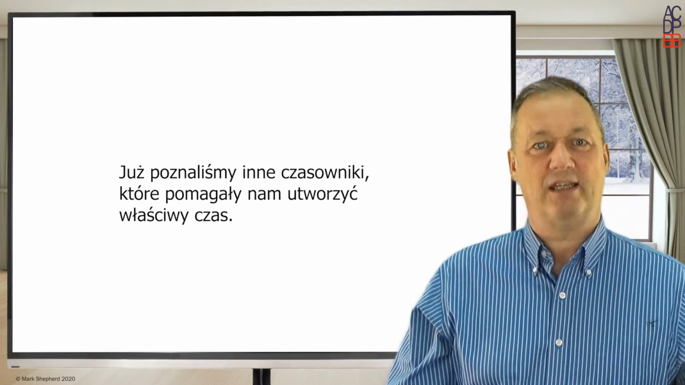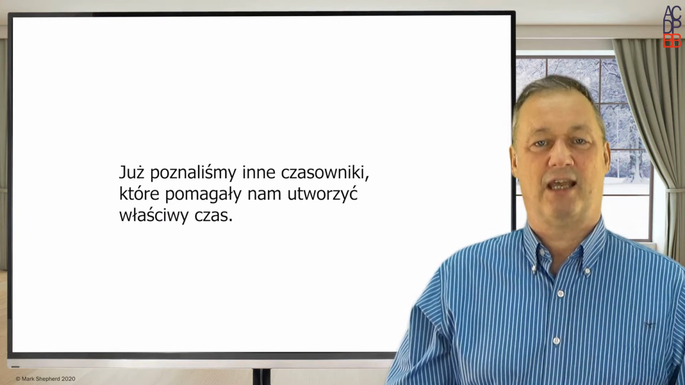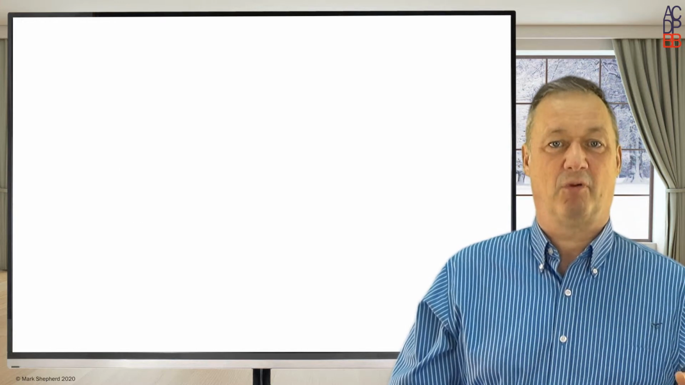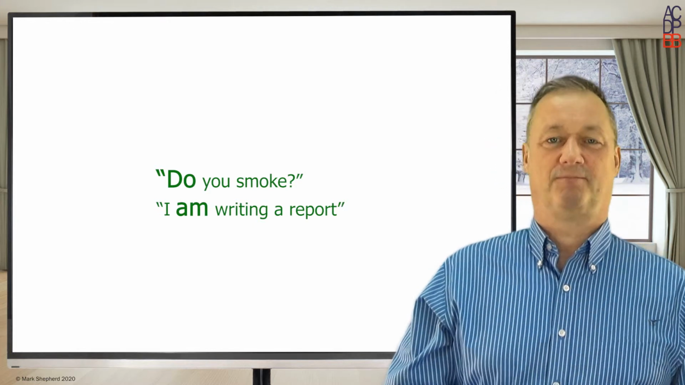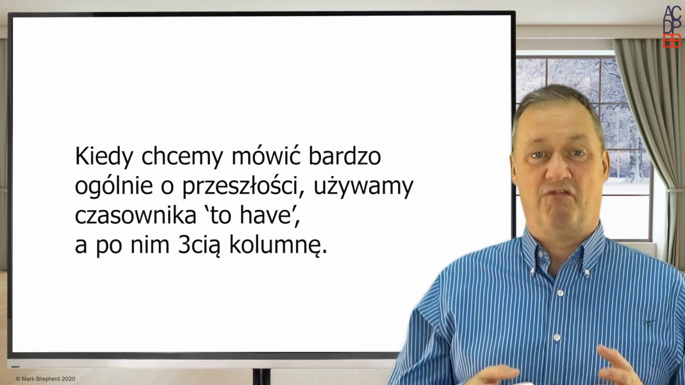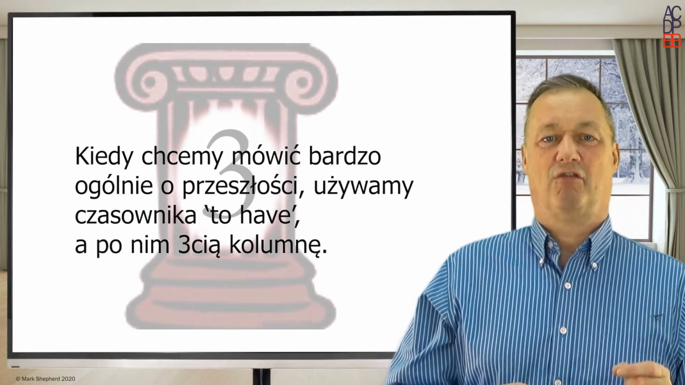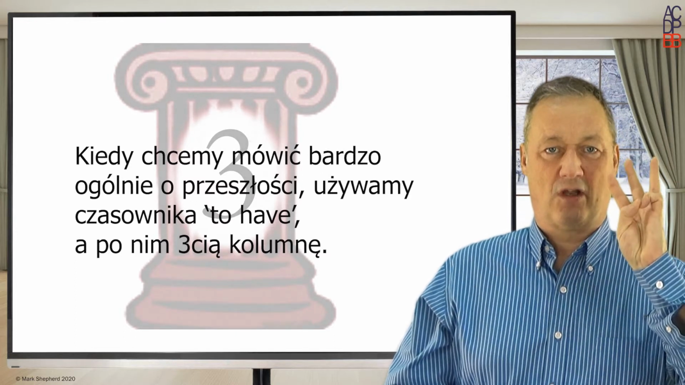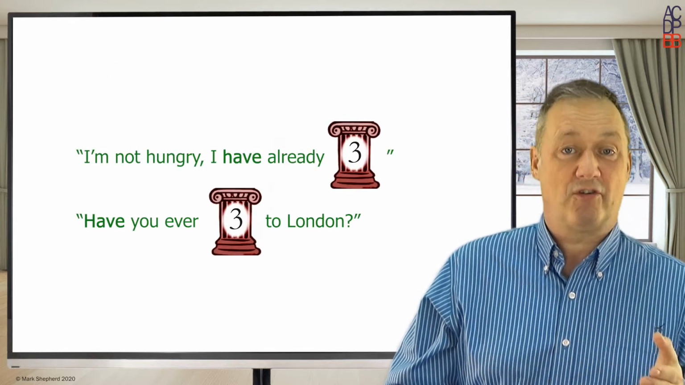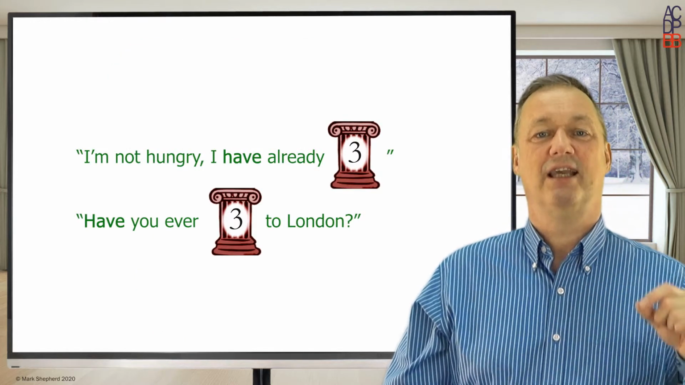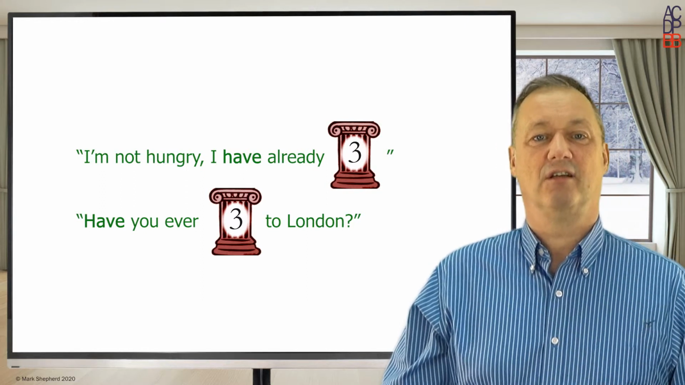We have already seen other verbs used to help us make the right tense. For example, do you smoke? I am writing a report. And when we want to talk very generally about the past, we use the verb to have followed by column 3. So, I'm not hungry. I have already 3. Have you ever 3 to London?